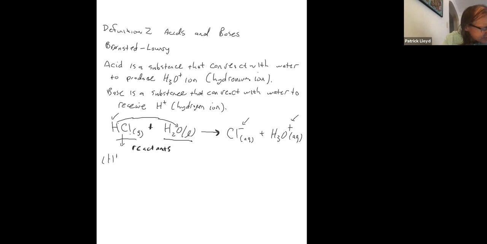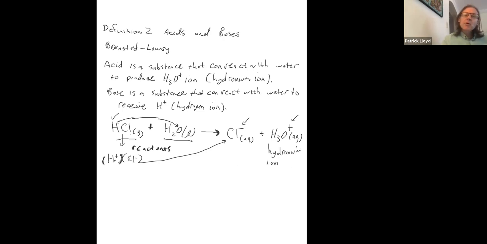Think of it like this. I'll write it in parentheses. H+ Cl- bound together. So what's happening is the H+ is going to the water, leaving behind the Cl-, right? So that's over here. And then the water is taking the H+, and that's forming this hydronium ion.